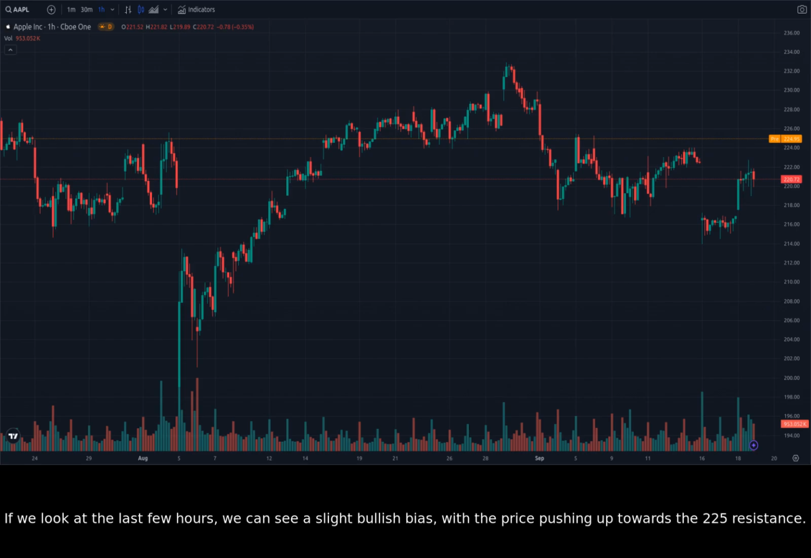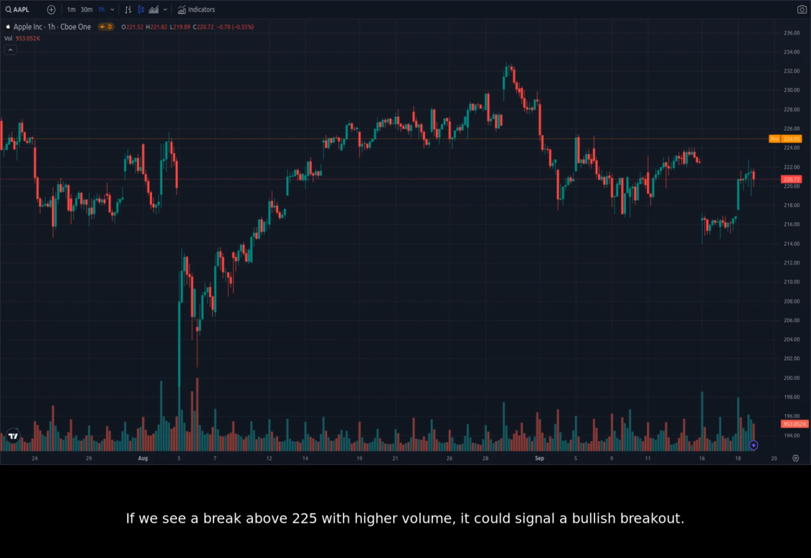If we look at the last few hours, we can see a slight bullish bias, with the price pushing up towards the 225 resistance. However, it's important to note that volume has been relatively low during this move. This suggests that the buyers are not yet strong enough to push the price through the resistance. If we see a break above 225 with higher volume, it could signal a bullish breakout. On the other hand, a break below 220 with higher volume would suggest a bearish breakdown.